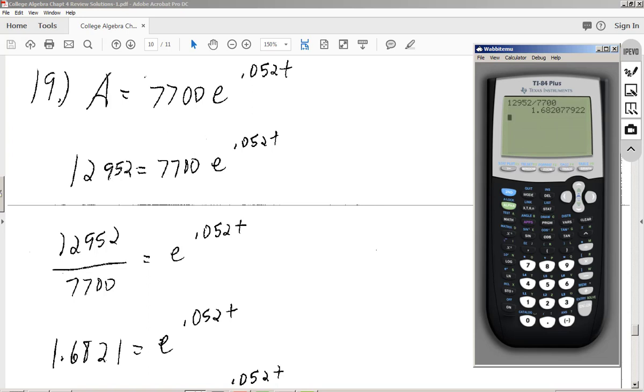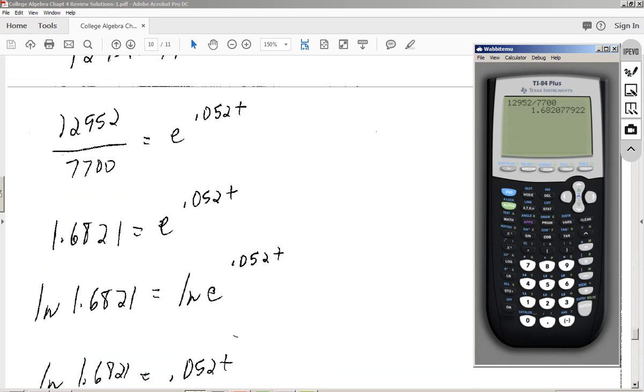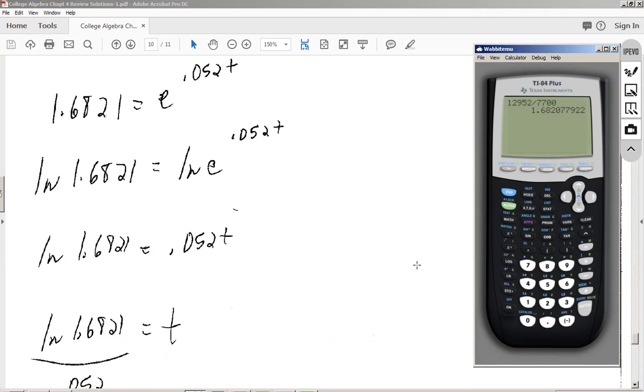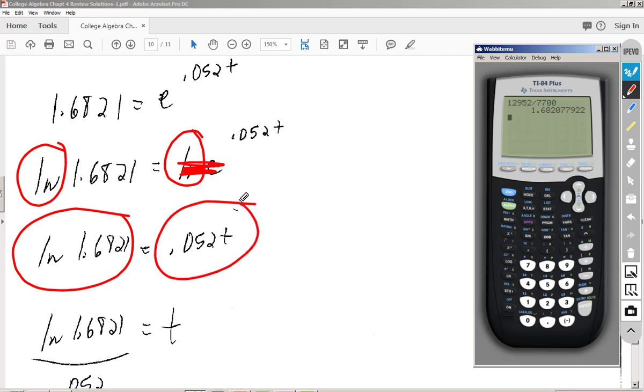So now I'm left with my equation. I have 1.6821, rounding it off, equals e to the 0.052t. Now that I have that, I'm ready to continue solving my equation. We're going to do the opposite of e. Remember, the opposite of e is ln. I'm going to ln both sides of my equation. ln and e are opposites of each other, so that's going to cross out. I'm left with the ln of 1.6821 equals 0.052t.